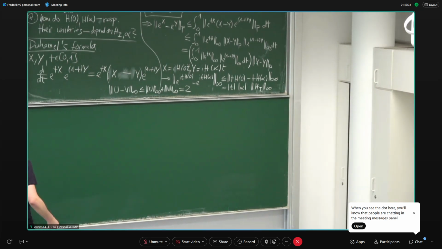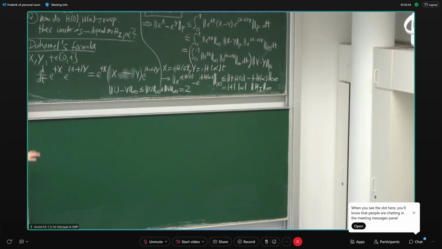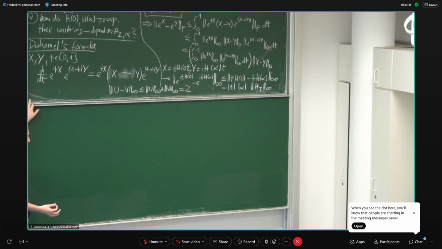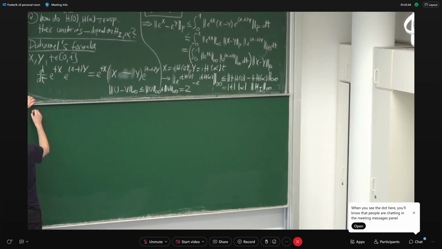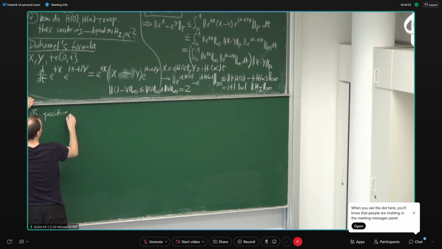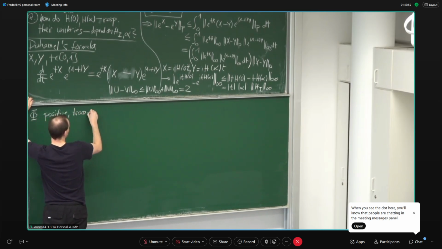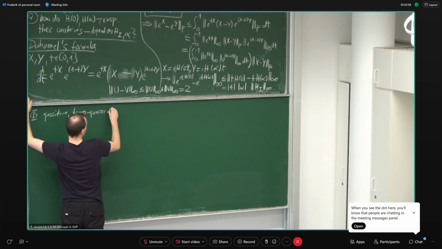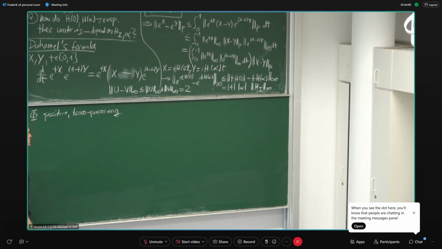Okay, the last thing will be an application that's probably most interesting to people who work with channels, although the techniques we'll use are general matrix analysis techniques that can be useful elsewhere. And what I want to show is that, so we have some linear map, which is positive and trace preserving. If you're not familiar, you can just think this is a map which sends states to states. That's all it does, really.